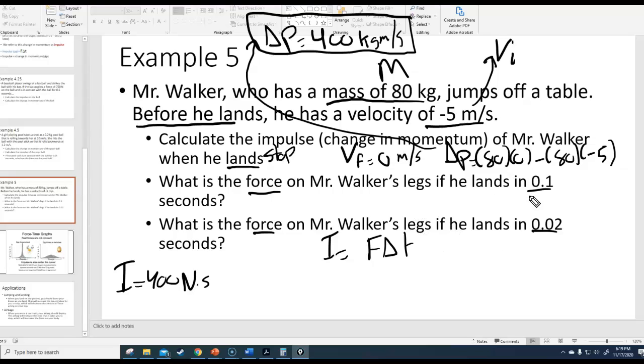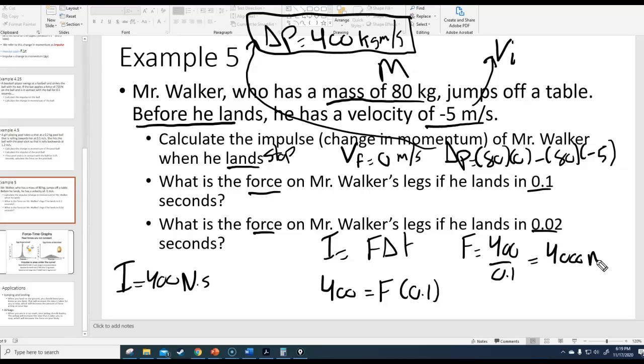Okay, so if I land in 0.1 seconds, I have I equals 400. I'm solving for force. If delta t is 0.1 seconds, then F would be 400 divided by 0.1, which is 4,000 newtons. So the force on my legs if I land in 0.1 seconds is 4,000 newtons, which sounds like a lot, but it could be a lot higher.